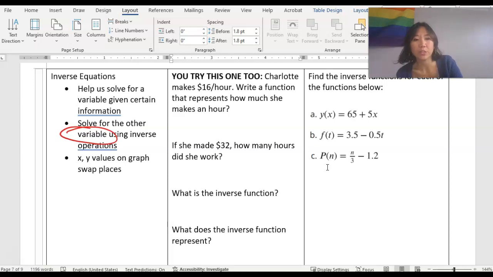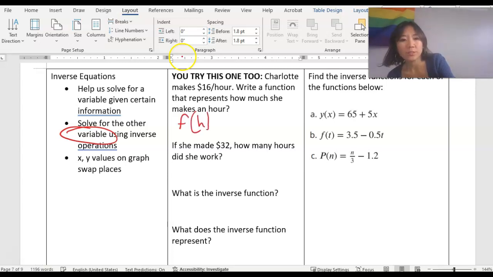All right, inverse equations, remember we are solving for the opposite variable, the other variable, by using inverse operations. So generally our x and y values are our f of x, and our inputs and our outputs are switching. So Charlotte makes $16 an hour. Write a function that represents how much she makes an hour. All right, so if I'm saying this, right, we have f of h equals 16 times the number of hours she's working. That tells me then how much she is making.